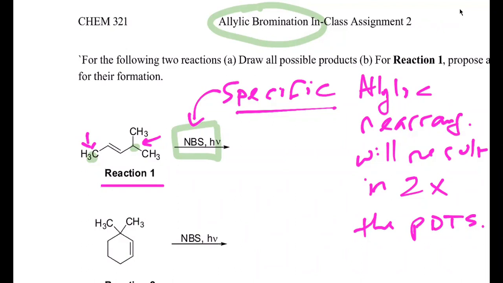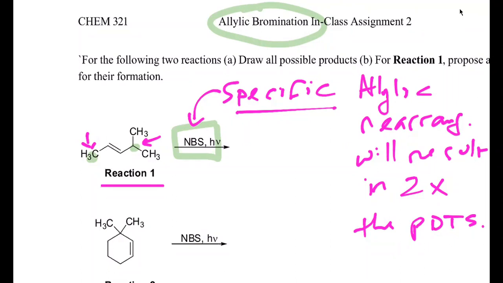All right, so with NBS and light and an allylic substrate, you know you're going to be doing allylic bromination. But the rearrangement of the radical that you get in propagation is always going to give you more than 1 product. So you'll get 2 times the products. Is that making sense? You're always going to have more than 1, unless the radical that you make can't rearrange, then you'll only get 1 product. All right, so let's look at this one.